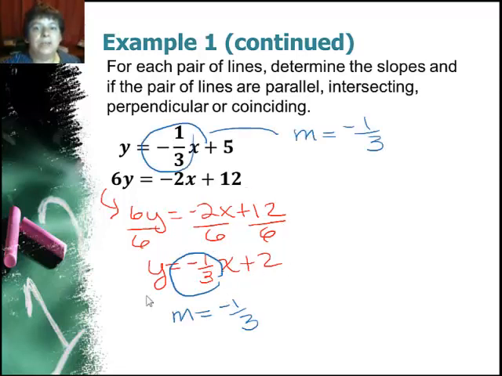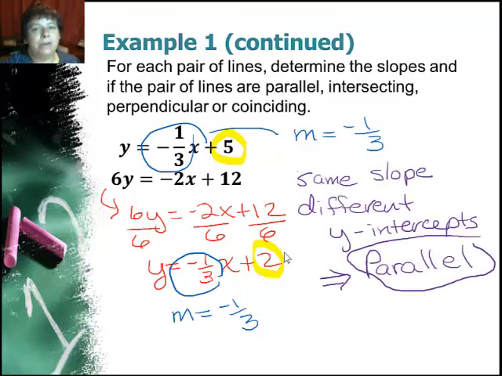Then you can see that the slope for both of these lines are the same, but the y-intercepts are different. Since it is the same slope, but different y-intercepts, these are parallel lines.